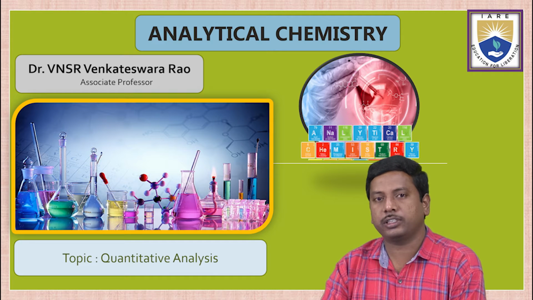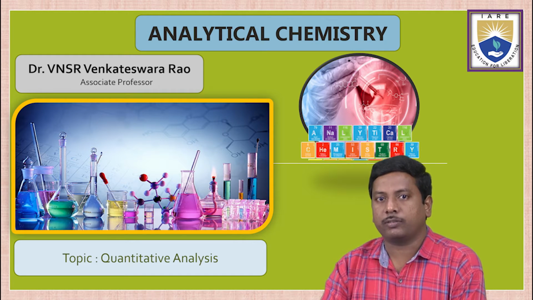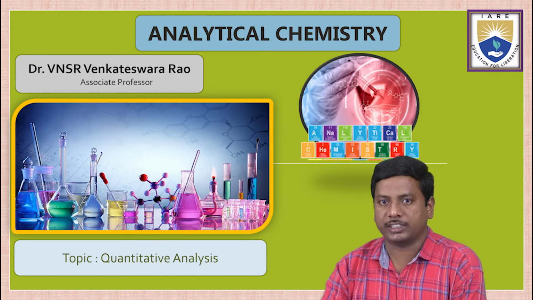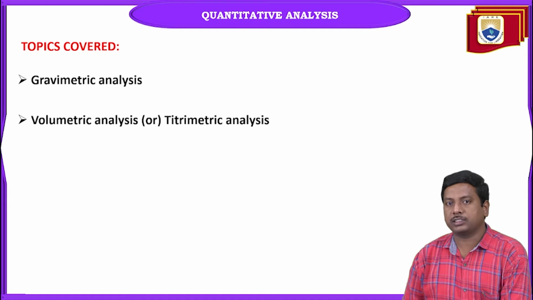So today I would like to give a talk on one of the important topics in analytical chemistry, that is quantitative analysis. Before starting the topic, first of all we see what are the important topics covered in today's session. In quantitative analysis, there are mainly two types of analysis involved: gravimetric analysis, and the second one is called volumetric analysis or titrimetric analysis.